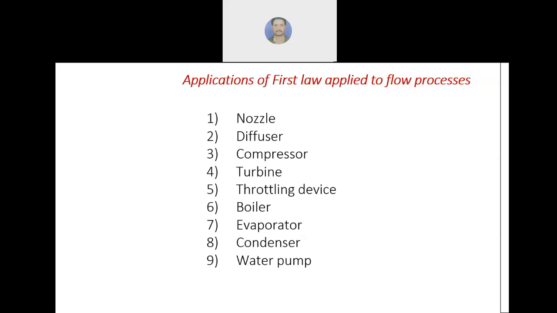Some of these are power absorbing systems, some of them are power producing systems. Now what do you understand by power absorbing system and power producing system? And some are neither power absorbing nor power producing. So three categories are there. Like nozzle and diffuser, they don't consume power as well as don't produce power, so they belong to the third category, neither this nor that.